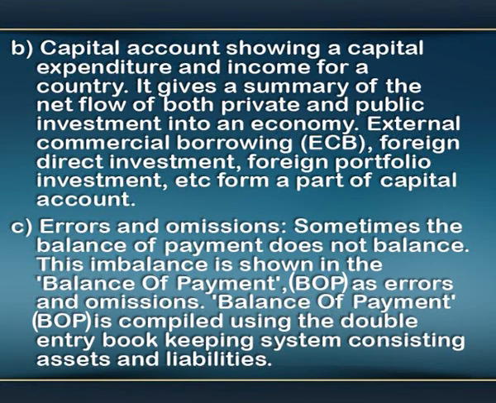C. Errors and omissions. Sometimes the balance of payments does not balance. This imbalance is shown in the balance of payments as errors and omissions. Balance of payments is compiled using the double entry bookkeeping system, with consistent assets and liabilities.